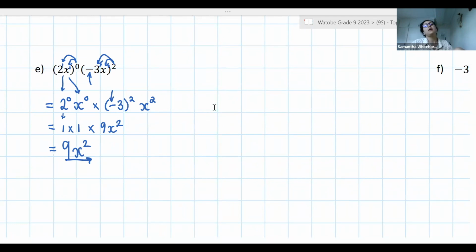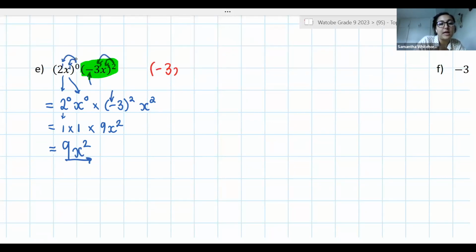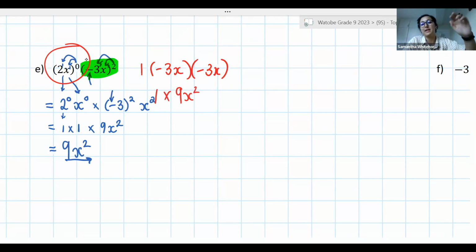Okay, so just remember the minus sign is inside the bracket. So technically speaking, if we look at this bracket squared, what this is actually saying to us is that we've got negative 3x times negative 3x. And that's then being multiplied by the 1 in front from that 2 to x to the power of 0. Now, negative times a negative is a positive. 3 times 3 is 9. X times x is x squared. So you have 1 times positive 9x squared.